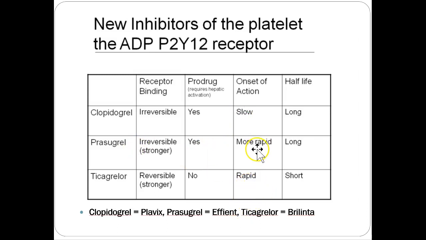Prasugrel might look kind of similar to ticagrelor. However, there's a lot more bleeding risk associated with prasugrel. It's got some contraindications that make it not as usable. Also, it's a prodrug. Ticagrelor is not a prodrug. It doesn't require any hepatic activation, which is another advantage. You don't have to worry about genetic polymorphisms interfering with your ability to get the patient to a therapeutic platelet inhibition level.